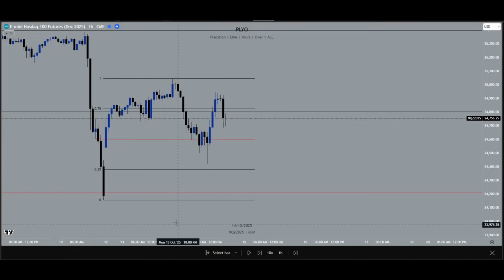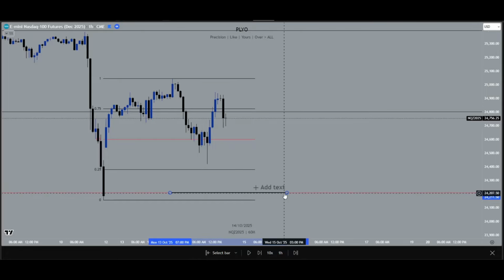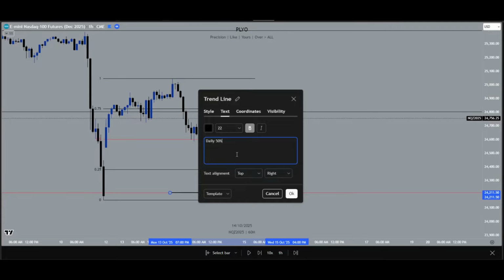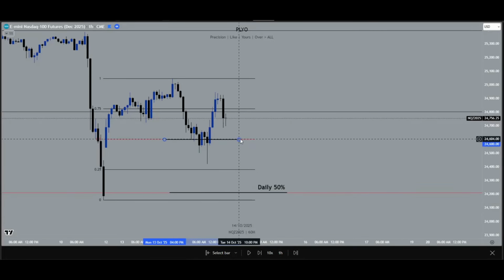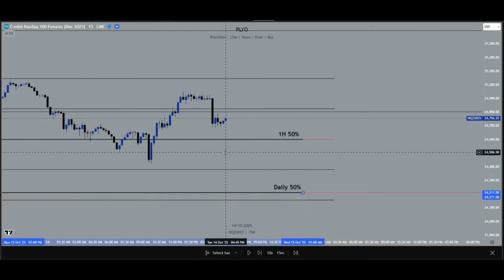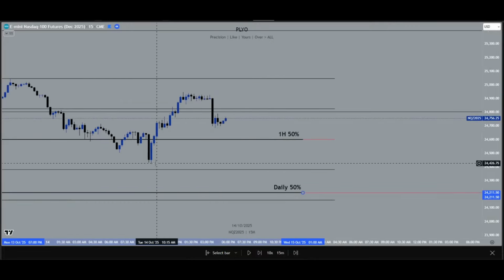So let me first mark out what we have so it's not super confusing. This right here is our daily 50%. This right here is our 1 hour 50%. So we got the daily, we got the 1 hour. Now let's drop down to the 15-minute. What do we have on the 15-minute?